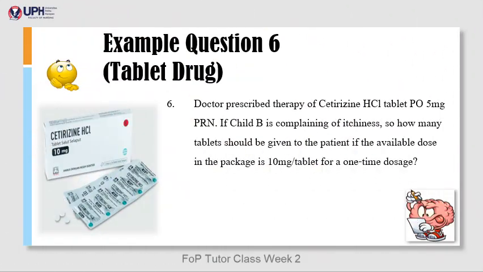Let's do this. So another example, tablet of drugs. The doctor prescribed therapy of cetirizine HCl tablet PO 5 mg PRN, when it's needed. If child P is complaining of itchiness, how many tablets should be given to the patient if the available dose in the package is 10 mg per tablet for one-time dosage? So let's break it up.